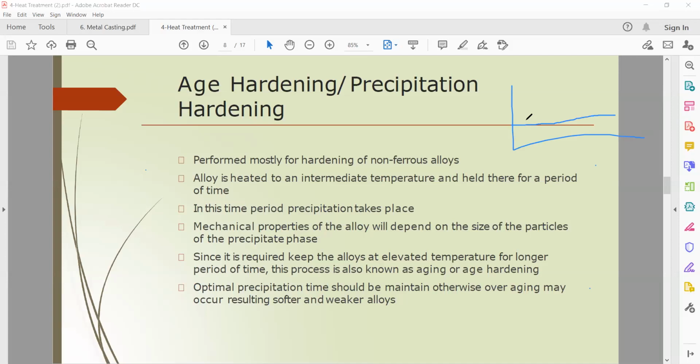This is the lower critical temperature, this is the upper critical temperature. Definitely it should be higher than that, right? Then according to the non-ferrous metal alloy you are using, that temperature range will change. But the common thing is all the temperatures should be higher than this, right? This is the temperature range for this hardening process.